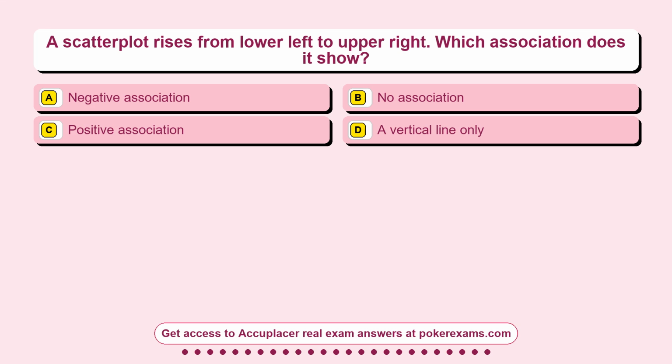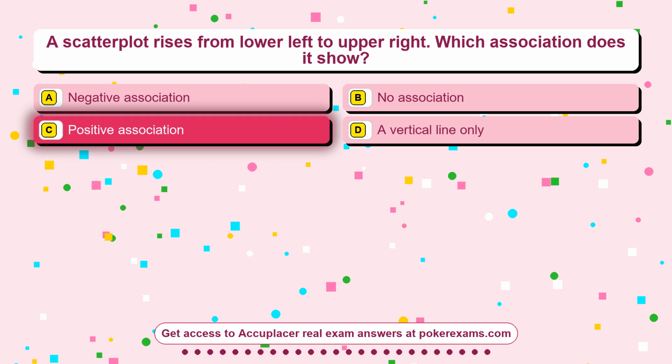Question 19. A scatterplot rises from lower left to upper right. Which association does it show? Option A, negative association. Option B, no association. Option C, positive association. Option D, a vertical line only. The correct answer is option C, positive association.